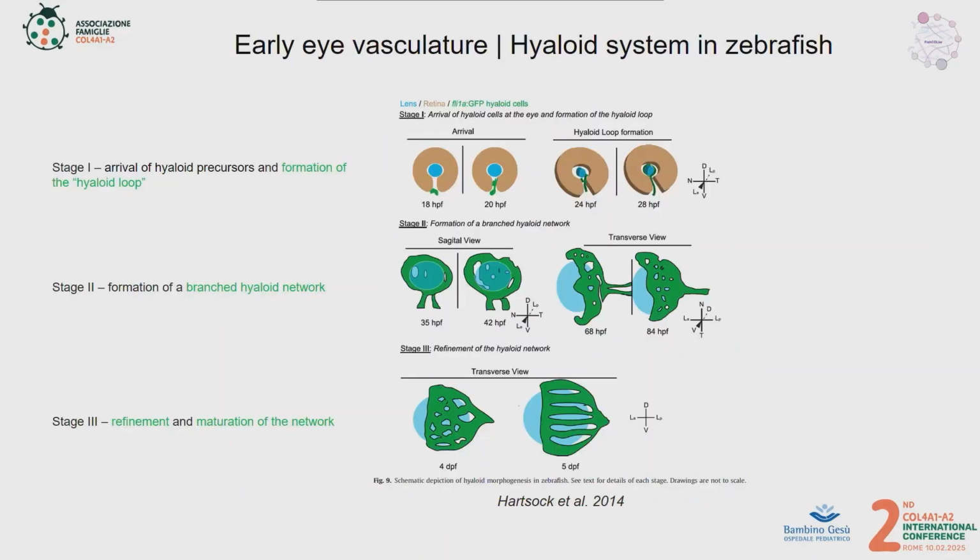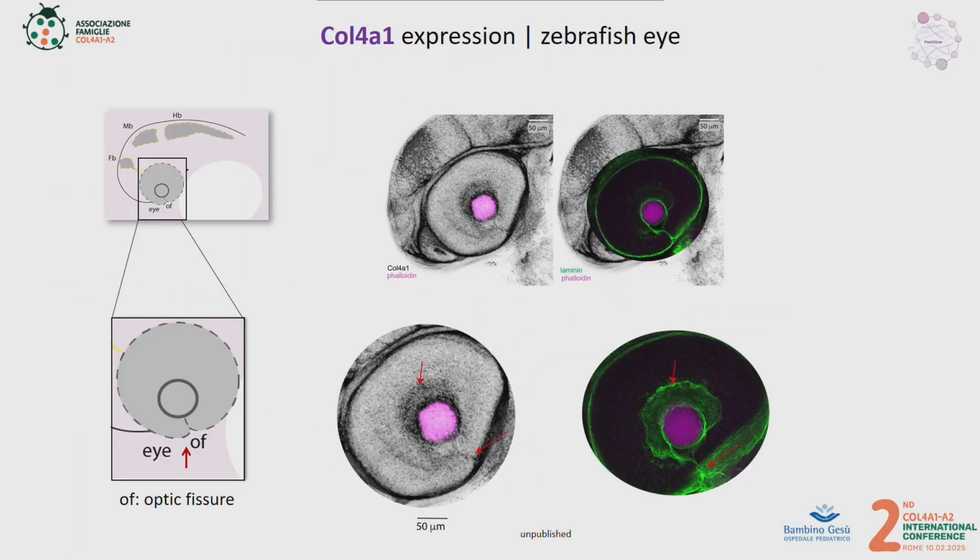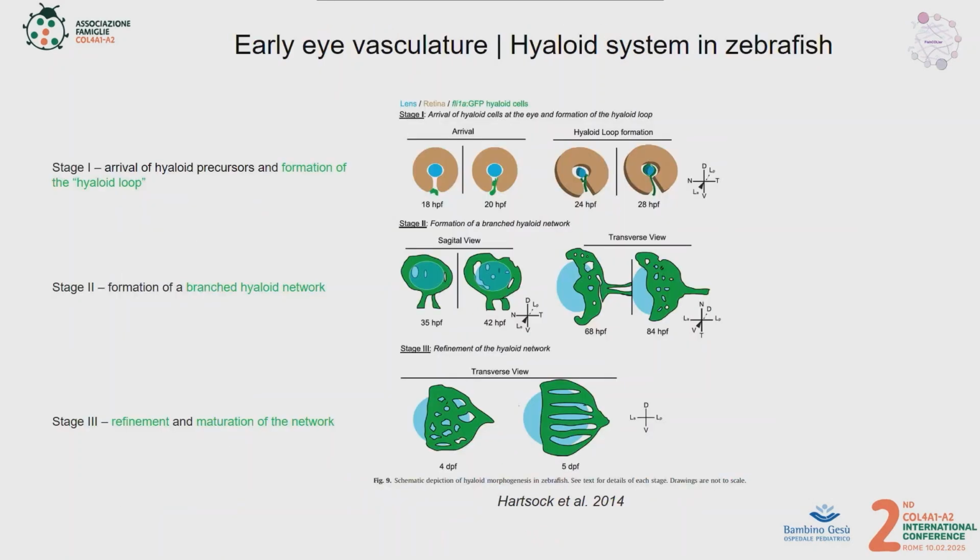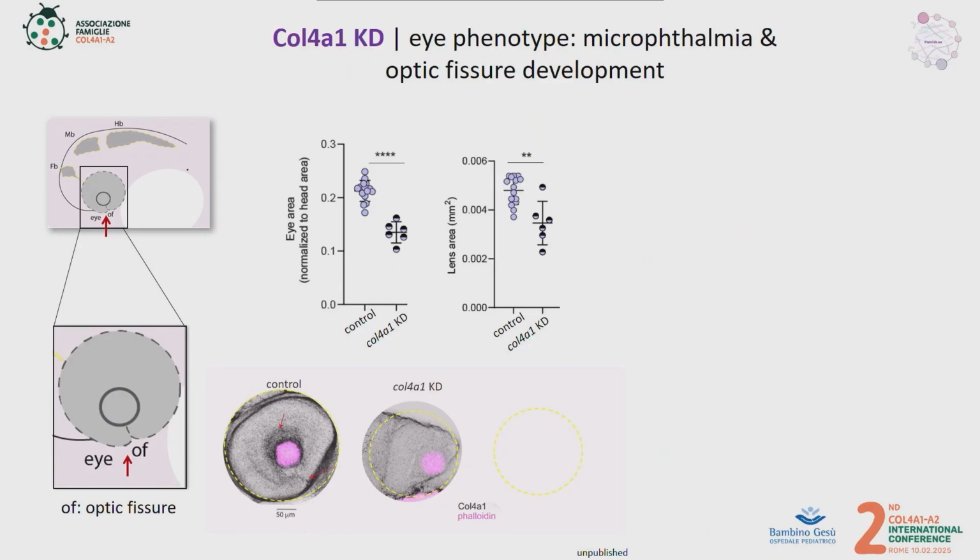And actually, this region is very important because it's where the early vasculature in the optic fissure forms in the fish, and you will have the hyaloid system formed there that then goes through 3 stages, and the branching network goes to the refinement and the maturation of the final network that you see here, right, covering the lens.